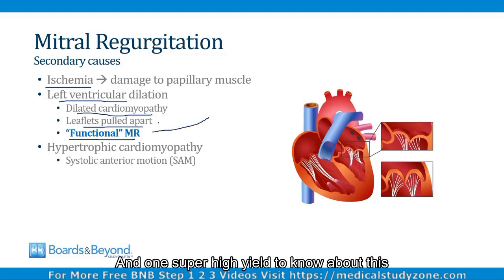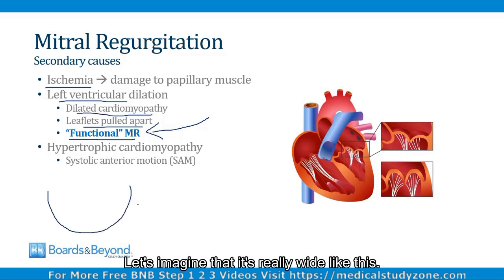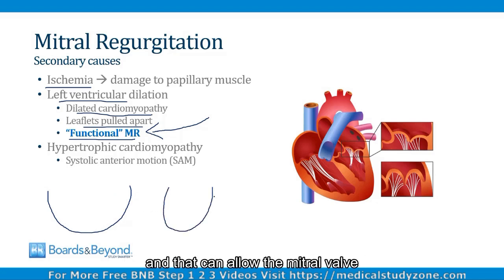And one thing that's super high yield to know about this is that functional MR sometimes gets better when diuretics are administered. So if a patient has a dilated cardiomyopathy and they become congested and they are in acute heart failure, the left ventricular cavity can become even more dilated than usual. Let's imagine that it's really wide like this.